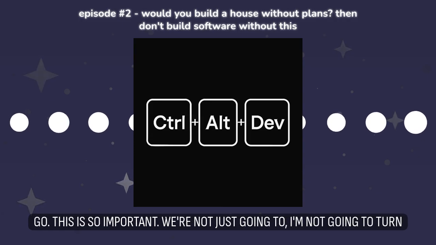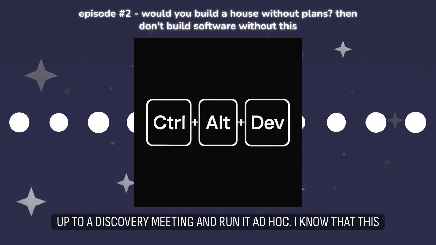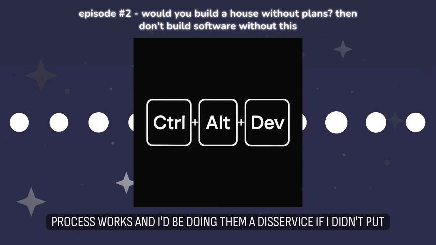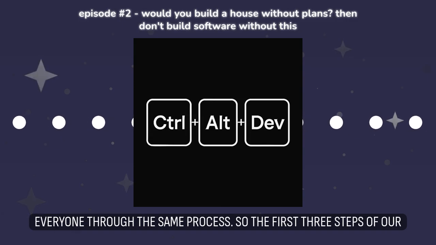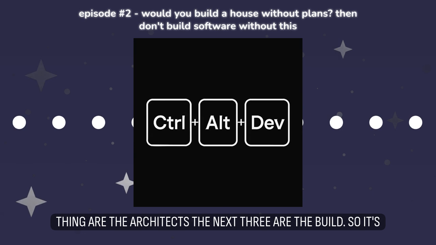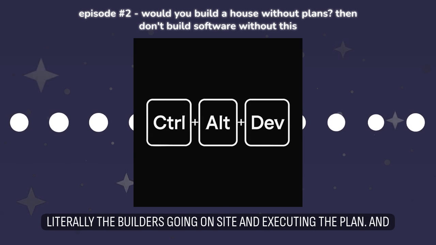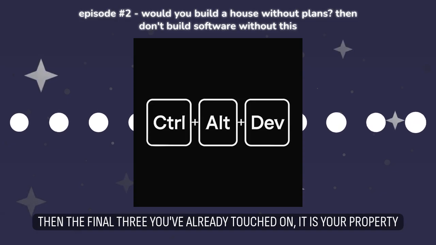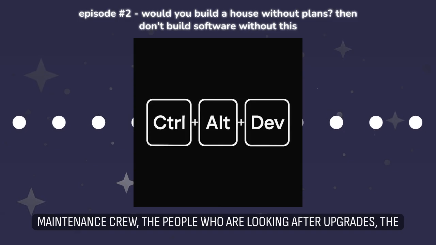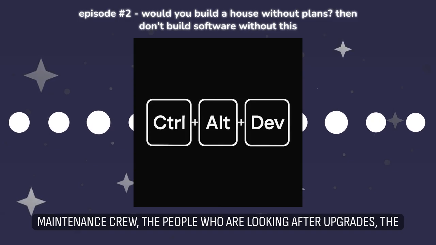This is so important. I'm not going to turn up to a discovery meeting and run it ad hoc. I know this process works, and I'd be doing them a disservice if I didn't put everyone through the same process. So the first 3 steps are the architects. The next 3 are the build, the builders going on site and executing the plan. And the final 3, as you've already touched on, are your property maintenance crew, looking after upgrades and the security of the building.